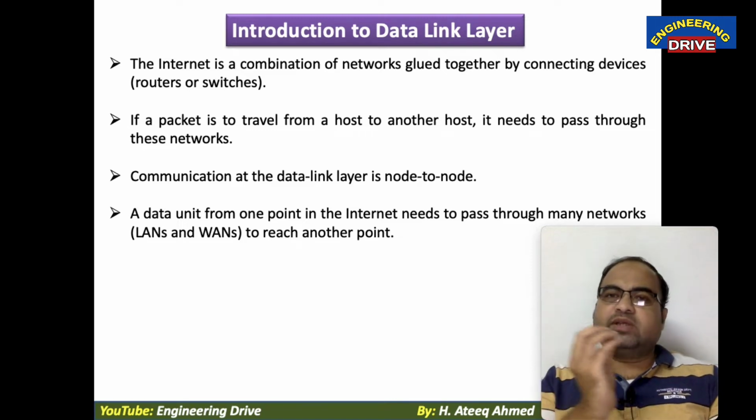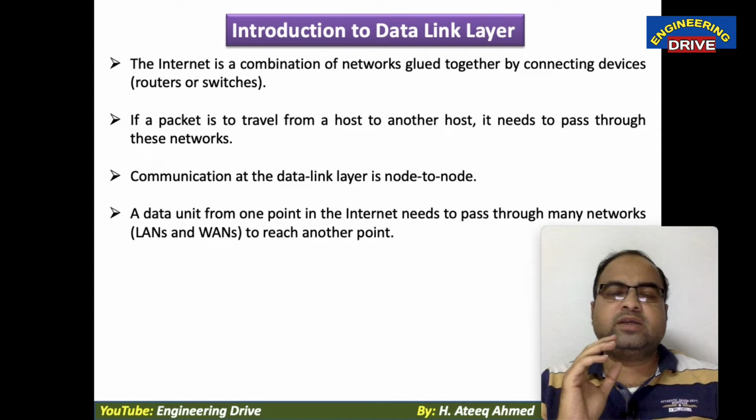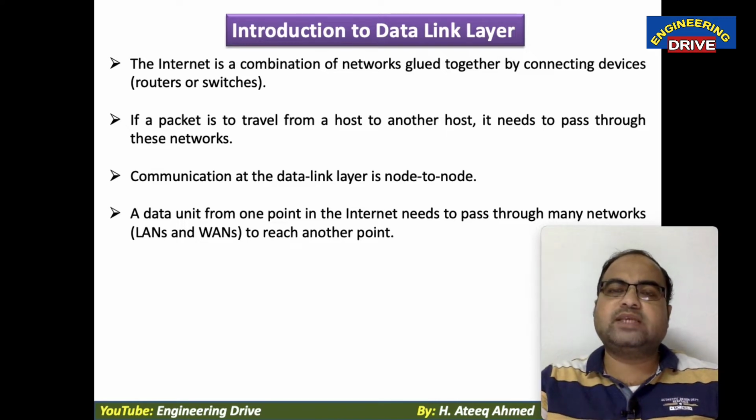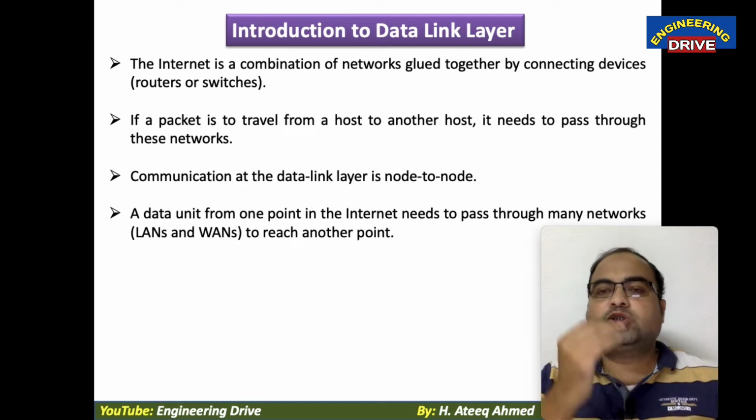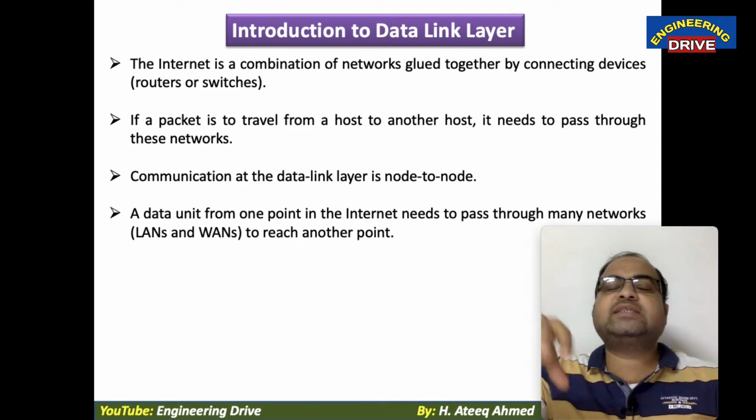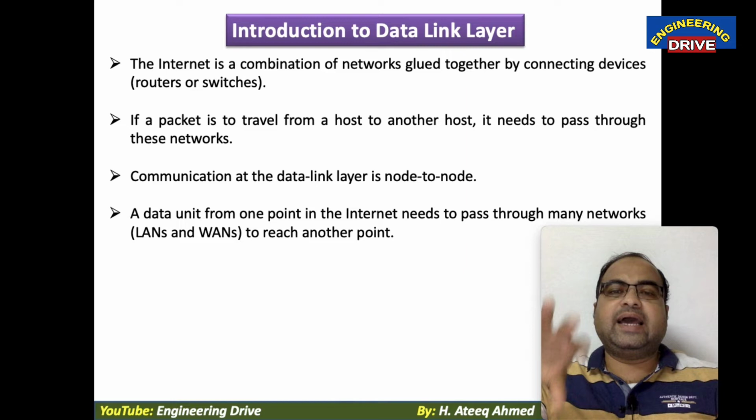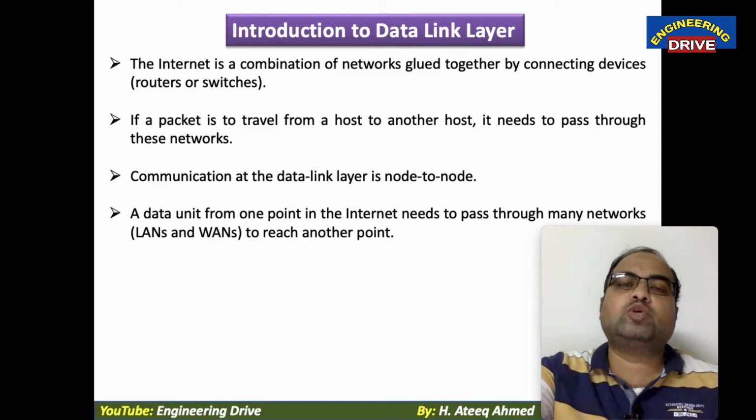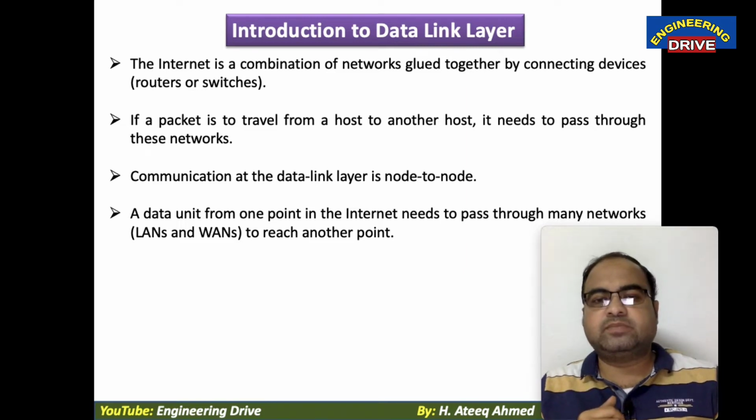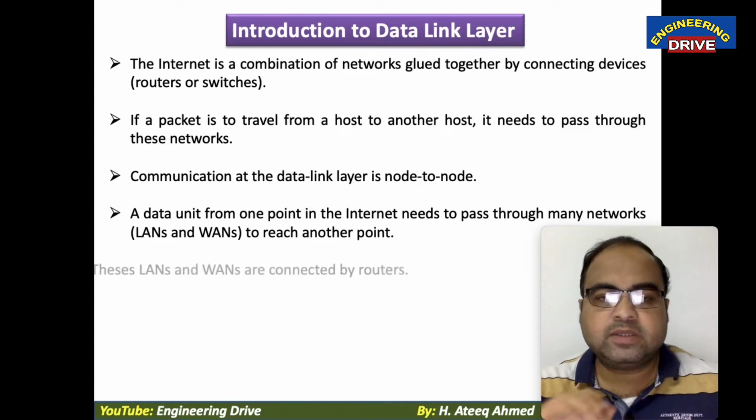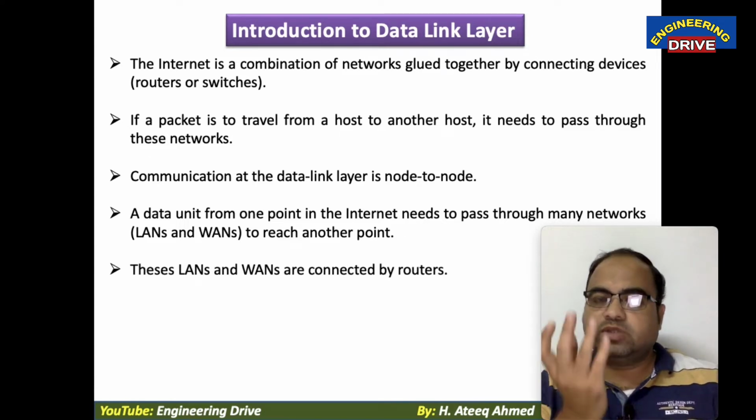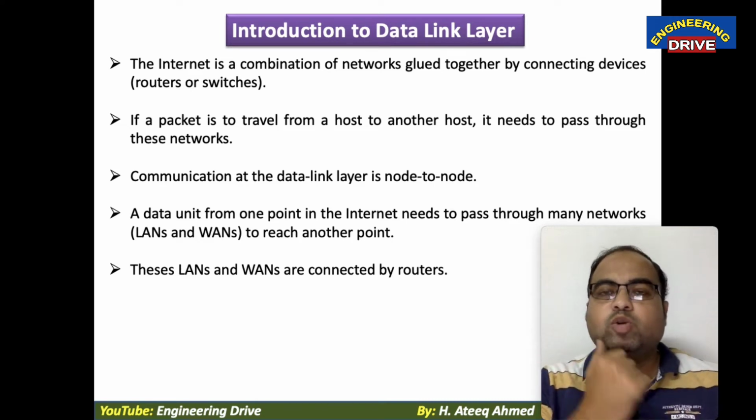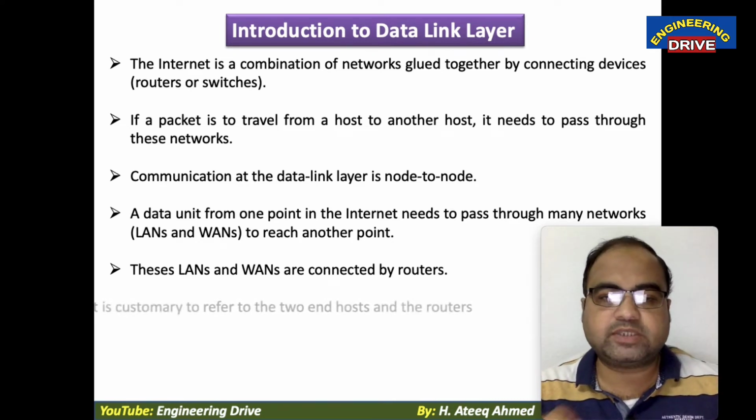So let us say one sender has sent the data to a receiver, then it will not go directly to the receiver. That particular data unit or packet should be transmitted through various intermediate LANs and WANs, then it will go to the correct destination. That's what this point says. Now these LANs and WANs are connected by routers. So these are the devices which connect the local area networks and wide area networks.